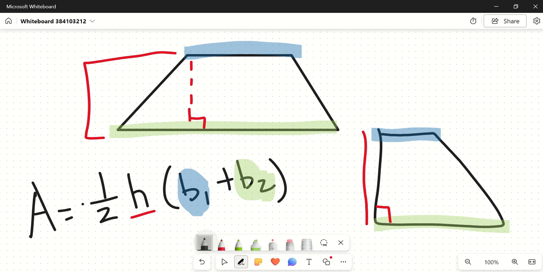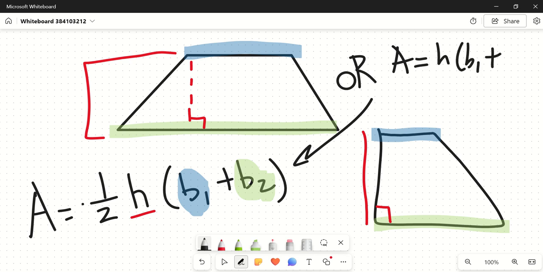Now, with it being 1/2 times height times base 1 plus base 2, you can also say this, or it is area equals height times base 1 plus base 2, and then divide it by 2. Either one of those works. I'm going to show you how I would do this just to make it easy.